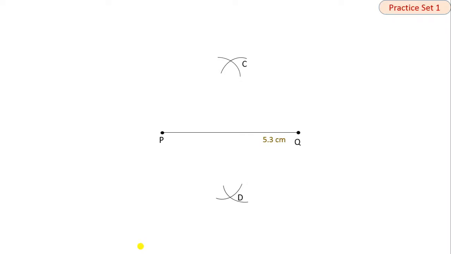Then, with the help of a scale, draw the line passing through points C and D. Name the intersecting point of that line and the segment as M, and this is the perpendicular bisector of the given line segment. Do the same steps for the other two examples.